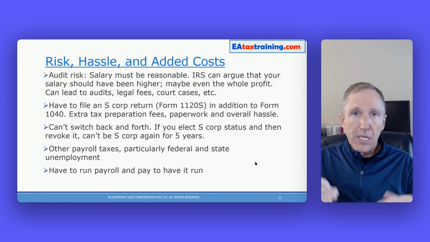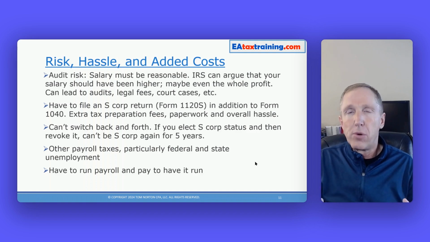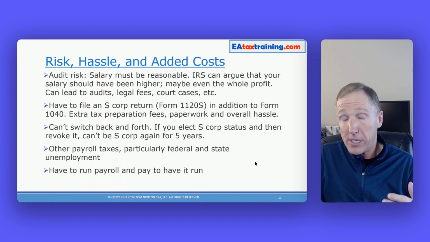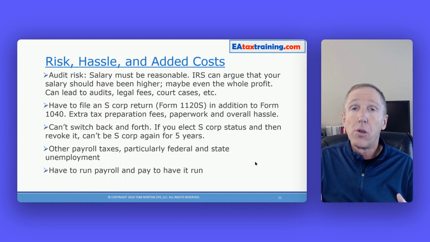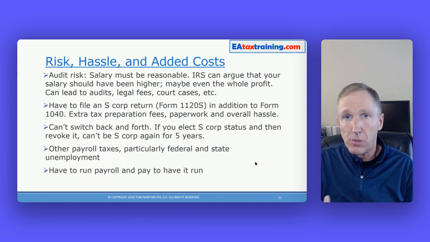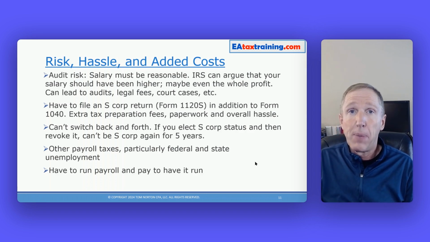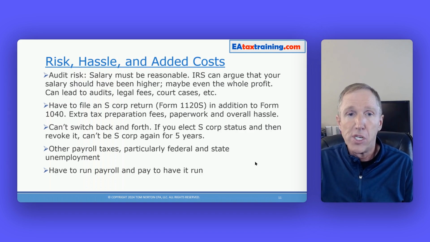Then, in addition to these other costs and hassles and considerations, there are going to be other payroll taxes. Once you decide to be an S Corp and pay yourself a salary, not only are you going to have Social Security and Medicare, you're going to have other payroll taxes, in particular unemployment tax. So you're going to have federal unemployment tax and state unemployment tax. And depending on where you live, you could have other types of payroll taxes that apply in your state or in your municipality. So you want to consider all of those when you are making this decision.